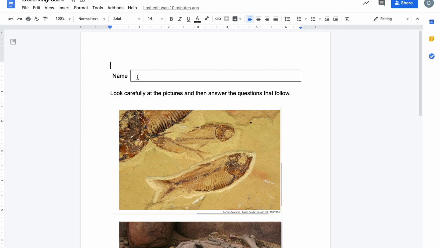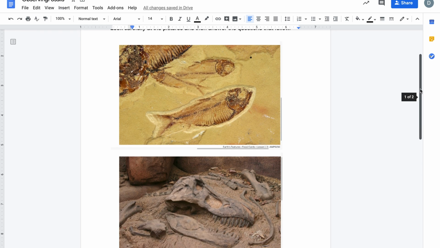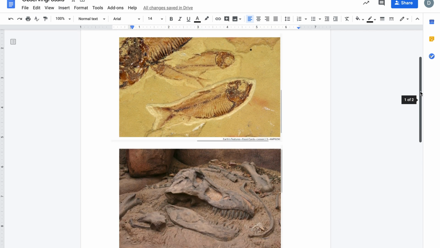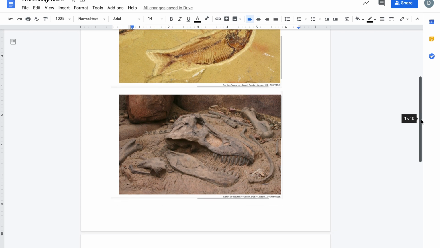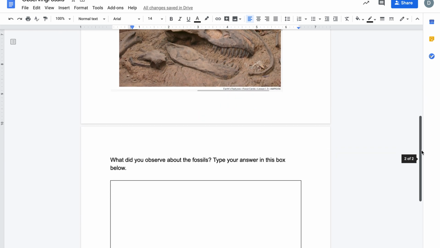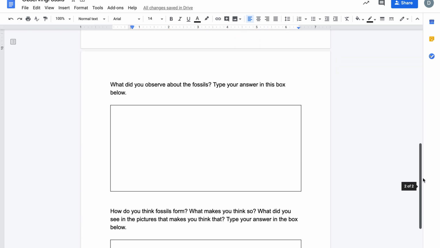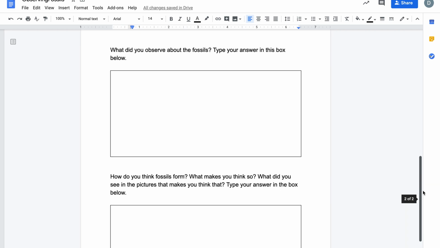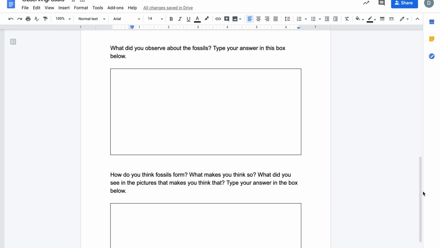So I just want you to complete this page, type in your name. I would type Mr. Pearl. And again, you're going to see the pictures. I put them in the document so you could look again at them. And as I scroll down to the next page, we're going to see a couple of questions. So the first question is, what did you observe about the fossils? And you're going to type in your answer in this box below.